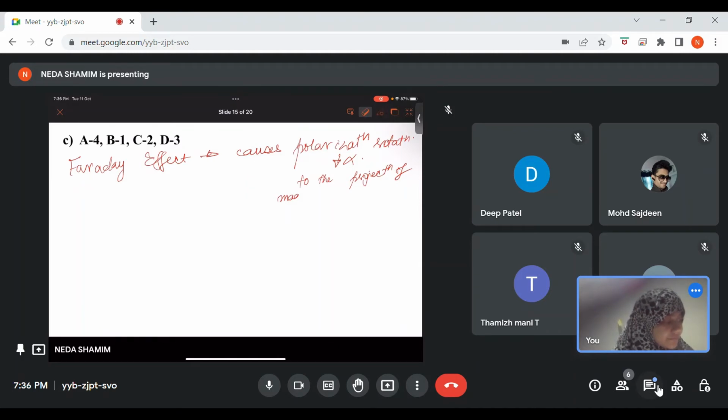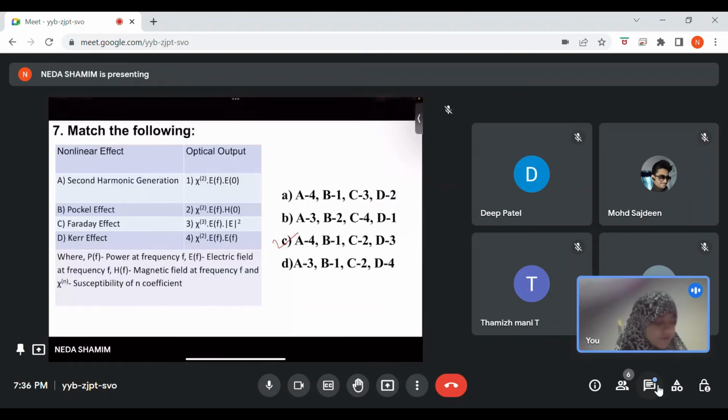Okay. So the Faraday effect causes polarization rotation which is proportional to the projection of the magnetic field along the direction of propagation. Propagation of what? Along the direction of light propagation. Okay, that is the Faraday effect, so a magnetic field is required. So my C goes to 2. Okay, this is how you try to answer match the following questions.